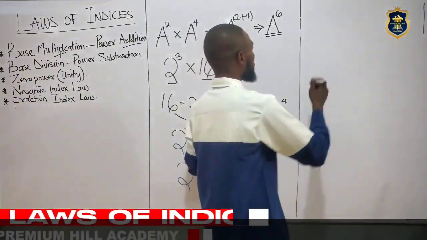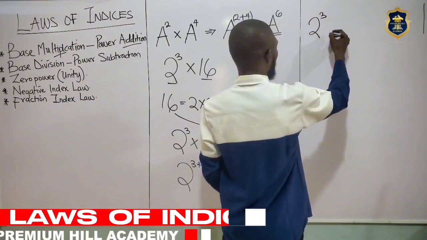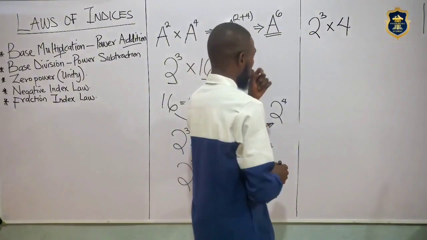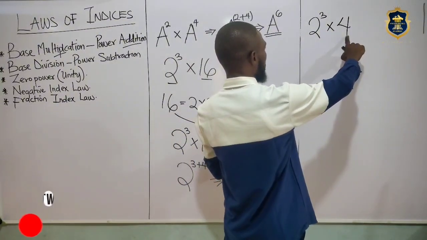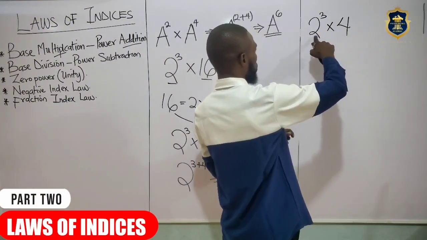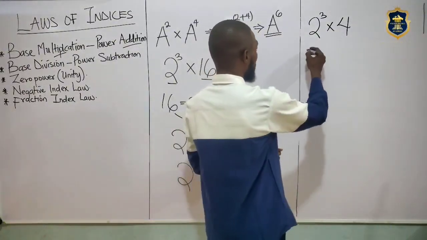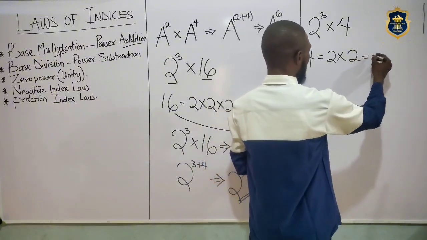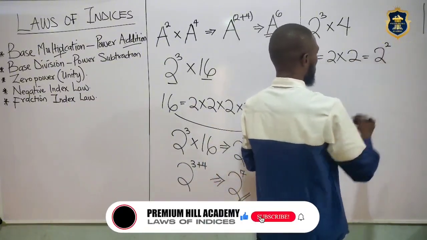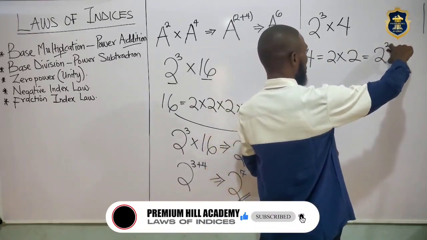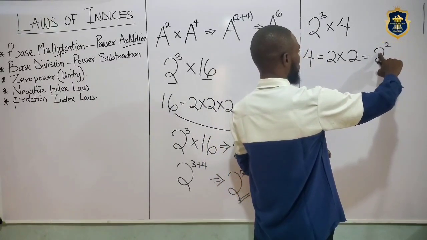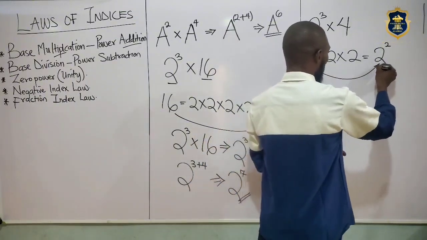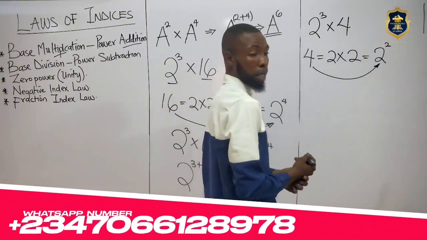Now let's assume we have 2 raised to the power of 3 times 4. How do we solve this? Remember we said we must look for a way to simplify this one so that the base of this will be equal to the base of this, right? And we know that 4 is 2 times 2. And what is 2 times 2 in indices? 2 times 2 in indices is 2 raised to the power of 2, right? That is, this 2 is showing how many times this 2 will multiply itself. So 2 will multiply itself 2 times, right? To show that this is an indices. So we are substituting 4 for 2 raised to the power of 2 in this simplification.